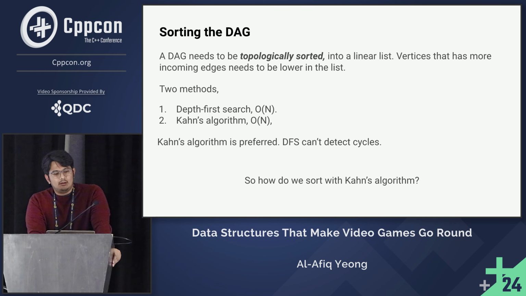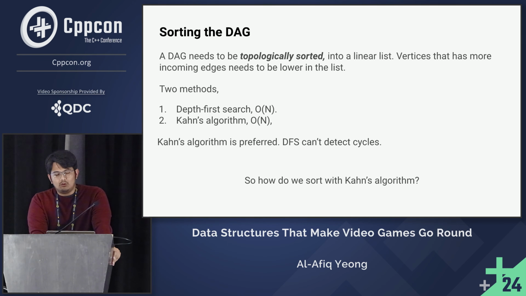So we have the DAG, but how do we sort it? We need to do a topological sort so that we can get a linear list of sorted elements. The basic idea is that vertices that have more incoming edges need to be lower in the list. Makes sense, right? Because it has more dependencies. Well, there are two methods that you can use to sort the DAG. One is depth first search, which runs in O(N), and the other is Kahn's algorithm. Kahn's algorithm is preferred because with DFS, you can't really detect cycles.